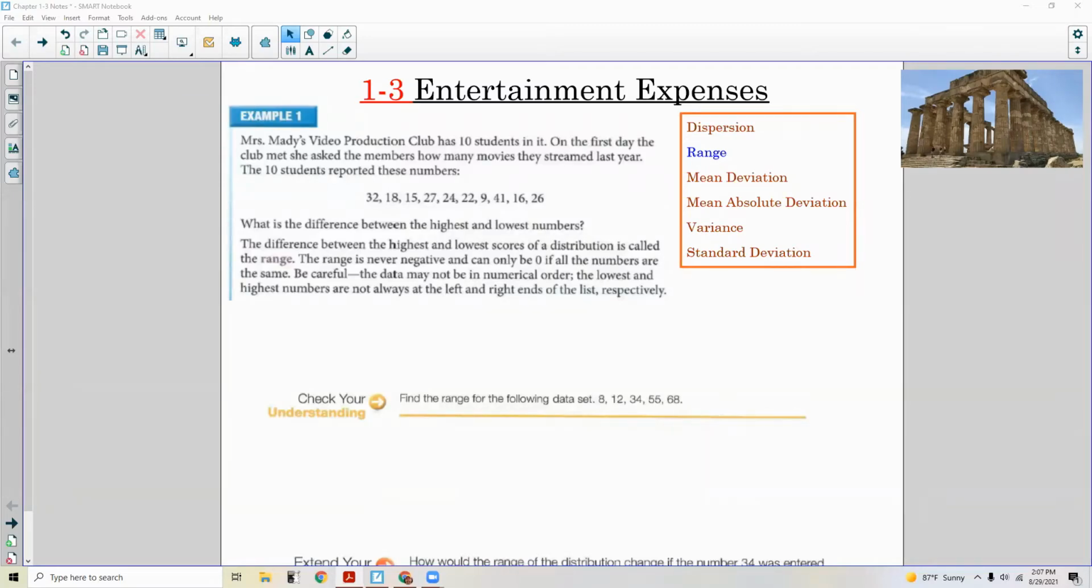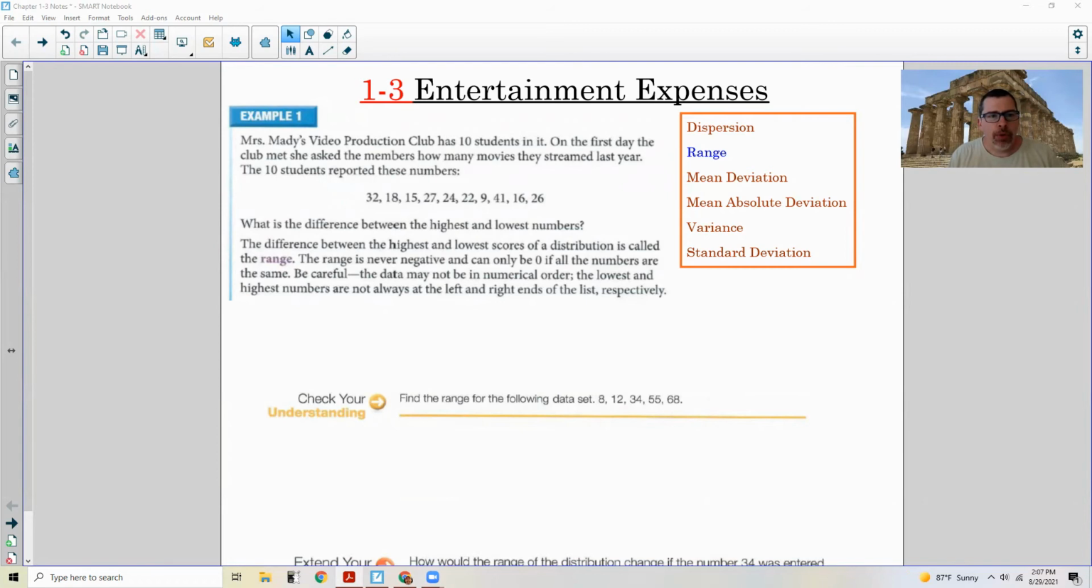Okay, lesson 1-3, entertainment expenses. Okay, example 1. Oh, before I get to that, in the box here are the vocabulary for this chapter: dispersion, range, mean deviation, mean absolute deviation, variance, and standard deviation.